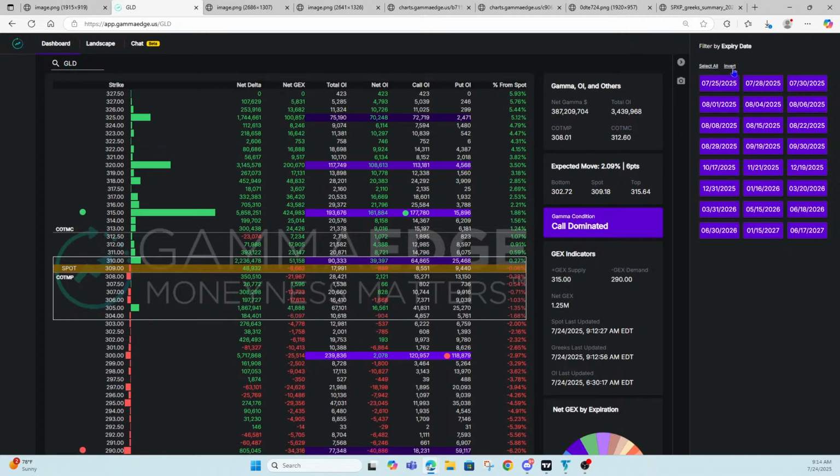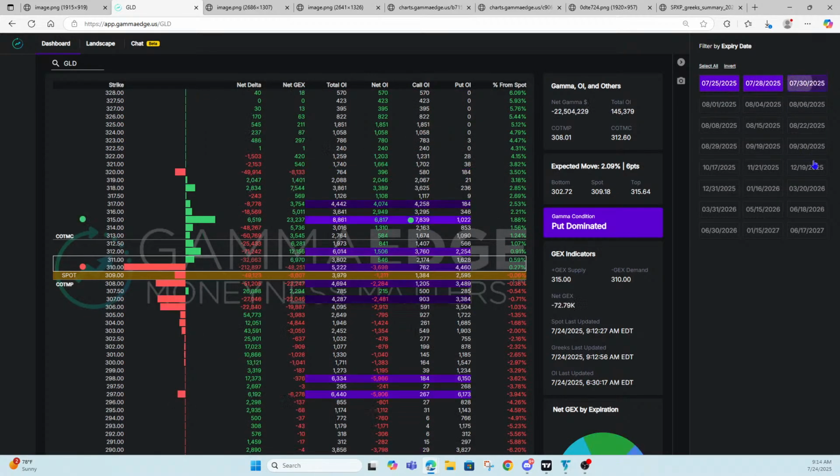I'll just go ahead and pull the rest of July here. So that's the rest of July. So we're put dominated through the end of July. So again, you see PGEX up here in COI at 315. So most likely I would not see us traversing up there. You see these in the money puts overhead.